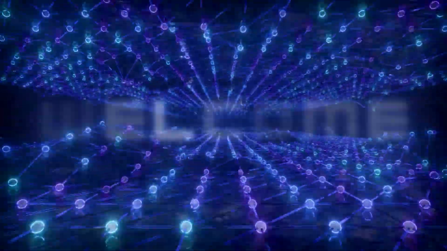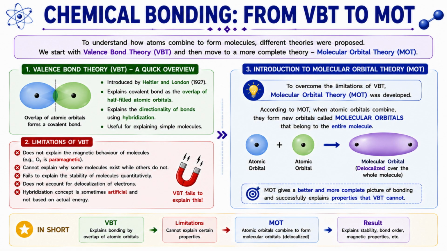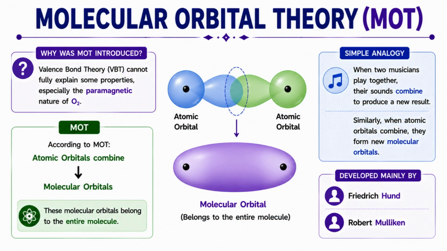In our previous video, we learned about Valence Bond Theory, which explains bonding through the overlap of atomic orbitals. But VBT has some limitations, especially when we try to explain the paramagnetic nature of oxygen. So, how can we understand this better? The answer is molecular orbital theory, or MOT.